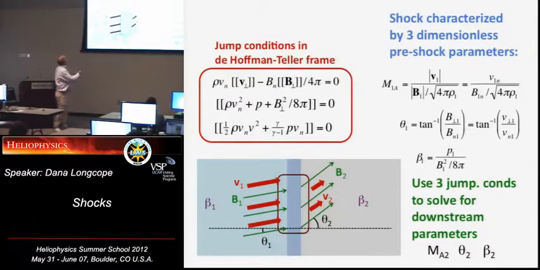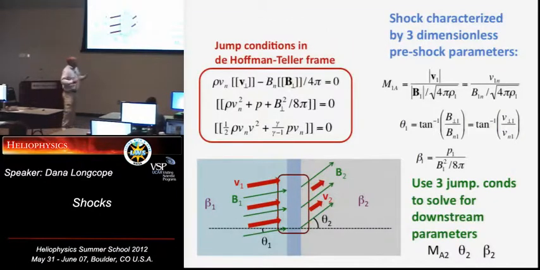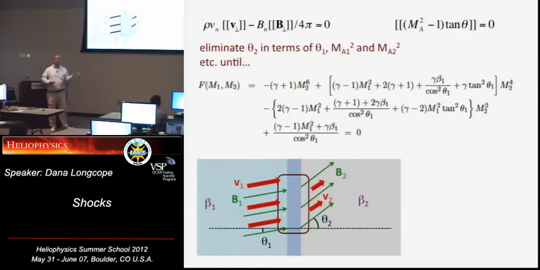Fortunately, we have 3 jump conditions. 1, 2, 3. So we should be able to succeed. We should be able to find Mach number 2, theta 2, and beta 2 as functions of the others. It is a bit of algebra. I'm not going to take you through it. I'm going to draw your attention, though, to the first of these. If I use these non-dimensional numbers in this equation, just the tangential part of this equation, I actually find out I have a jump condition that tells me Mach number squared minus 1 times the tangent of the angle has to be conserved. This will be important.